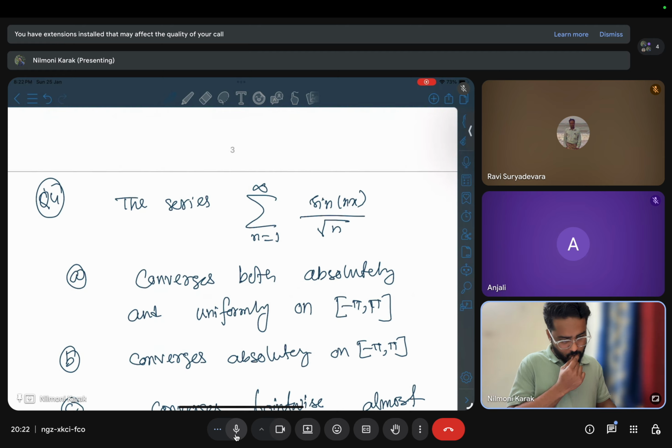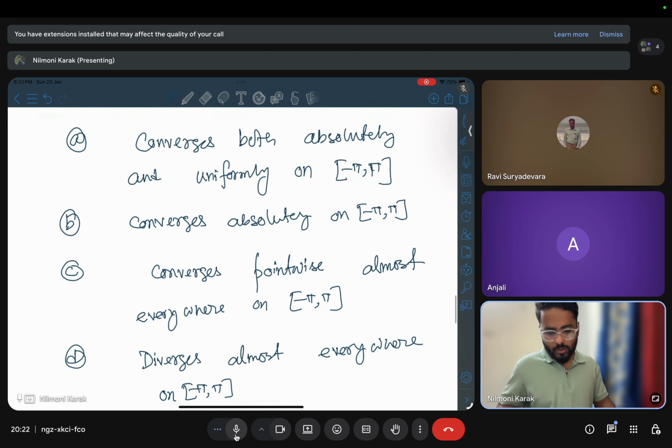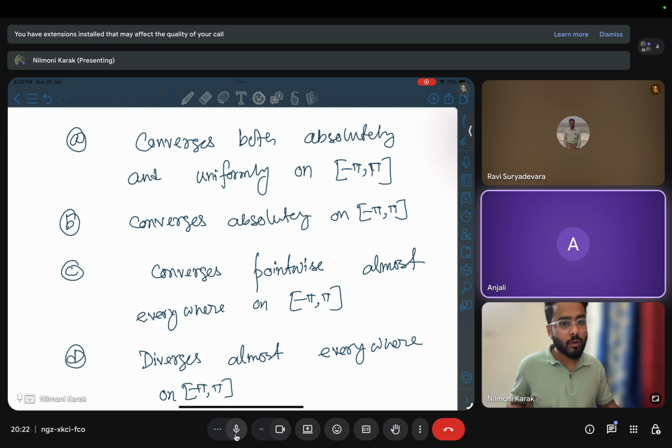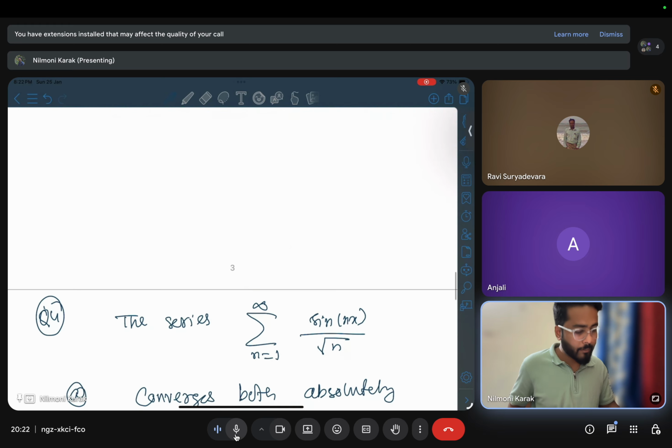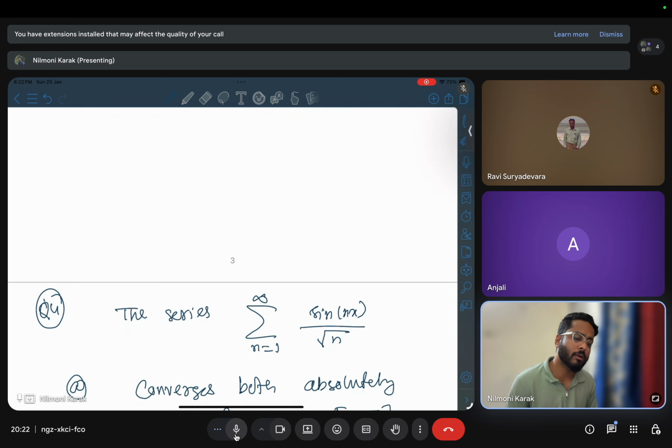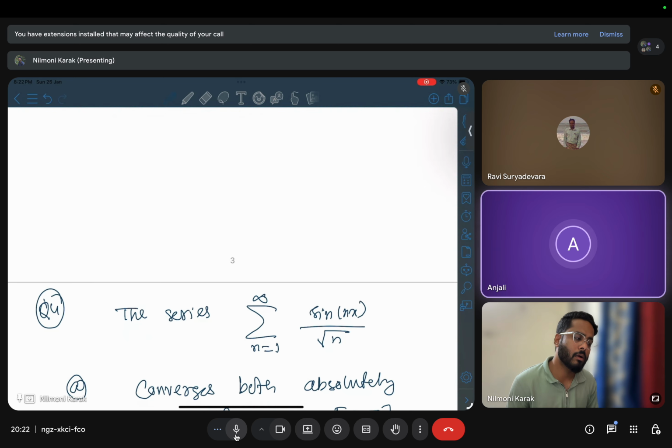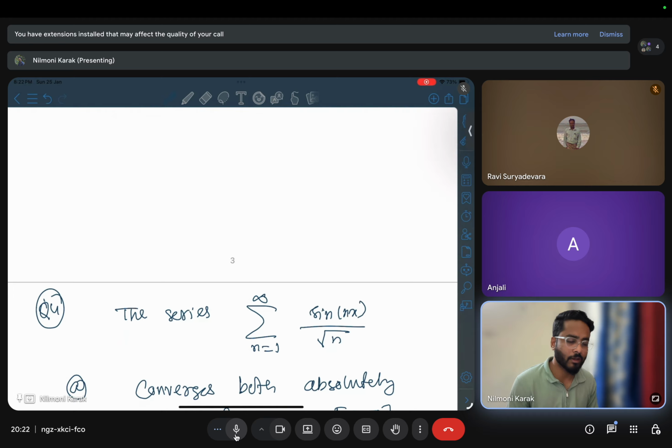X equals 0, this is convergent. Maybe pi by 2. Then n pi by 2 will be oscillating between -1 and 1. So (-1)^n, and this is convergent.